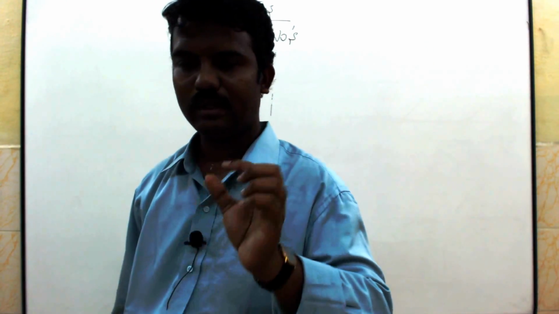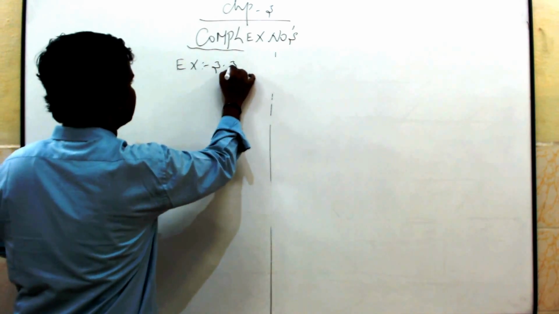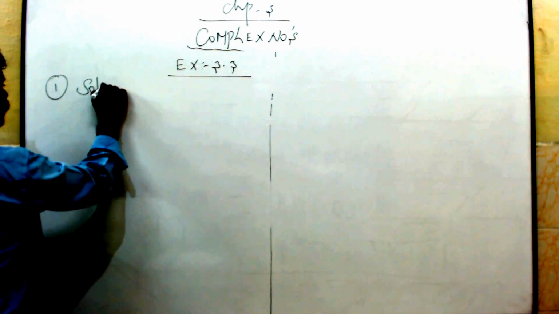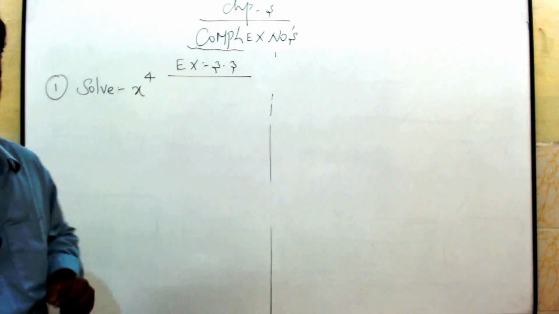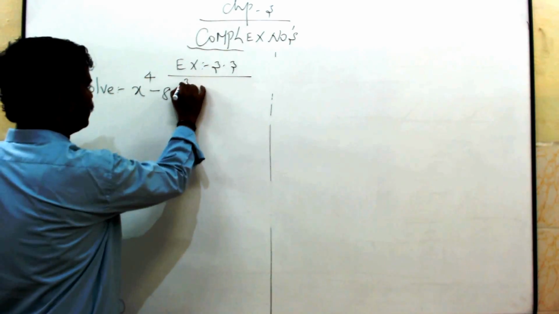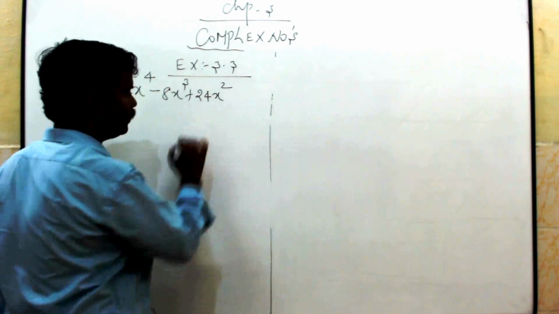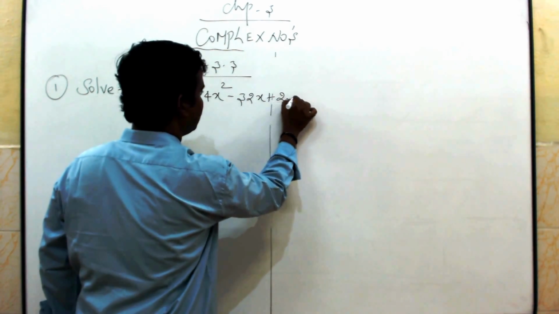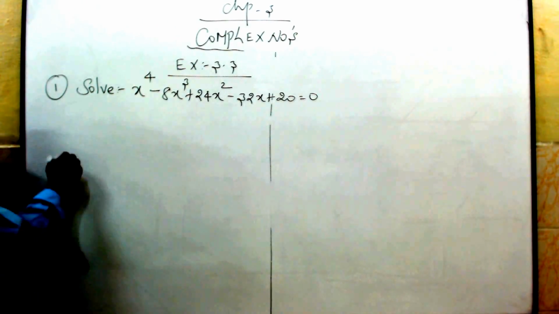Okay, any 2 I will work out. First I will work out. Second problem is okay. Please take down first problem in exercise 3.3. What is the question? Solve x to the power 4 minus 8x cube plus 24x square minus 32x plus 20 is equal to 0. We are given that 3 plus i is one of the roots.